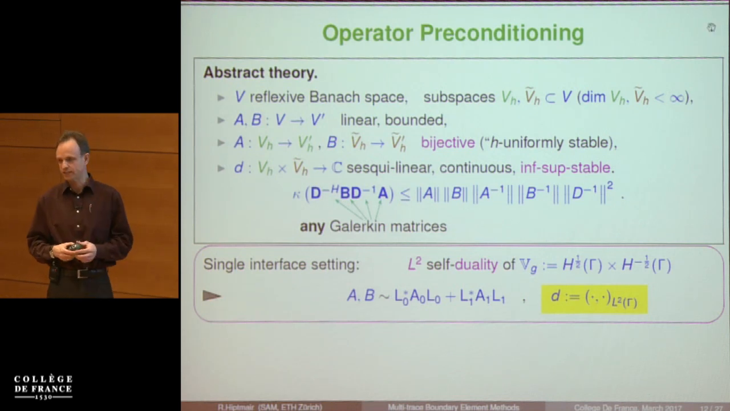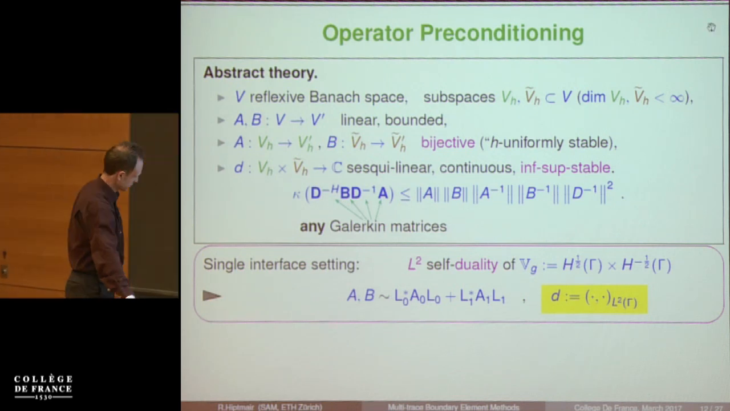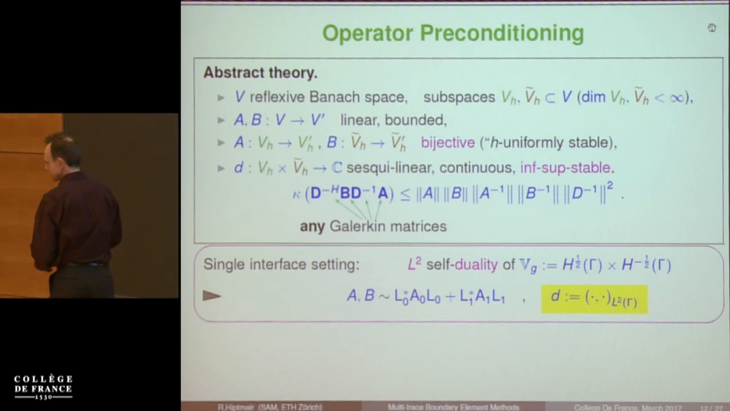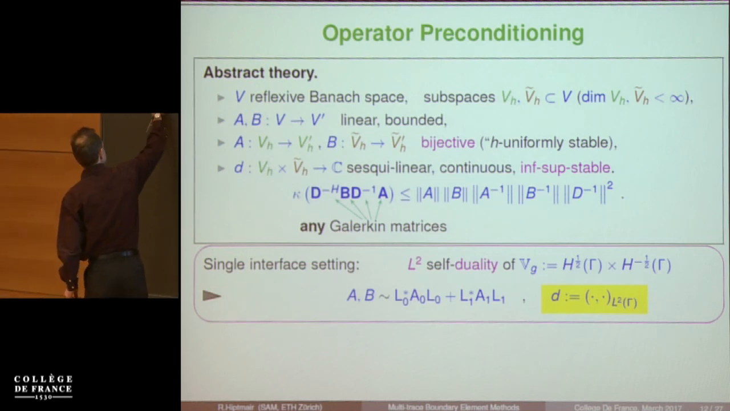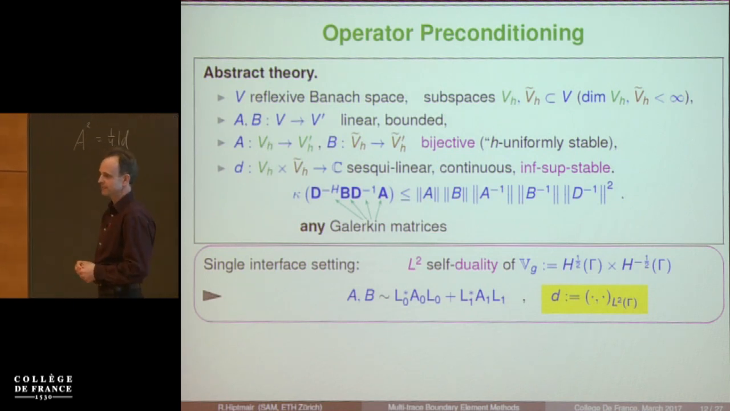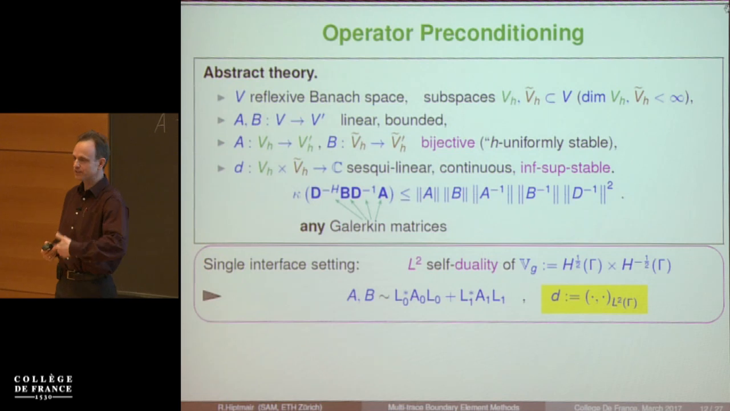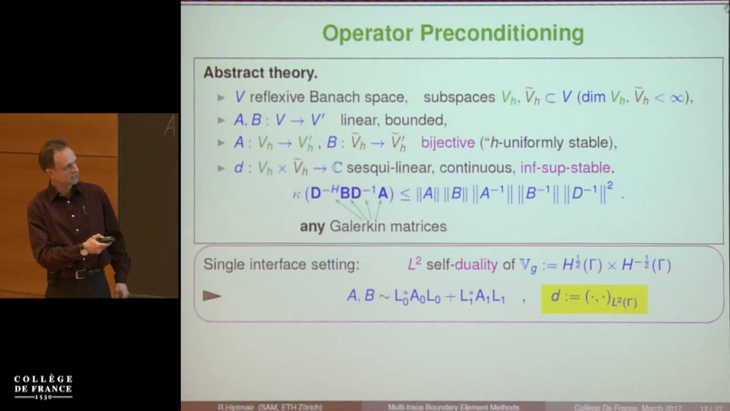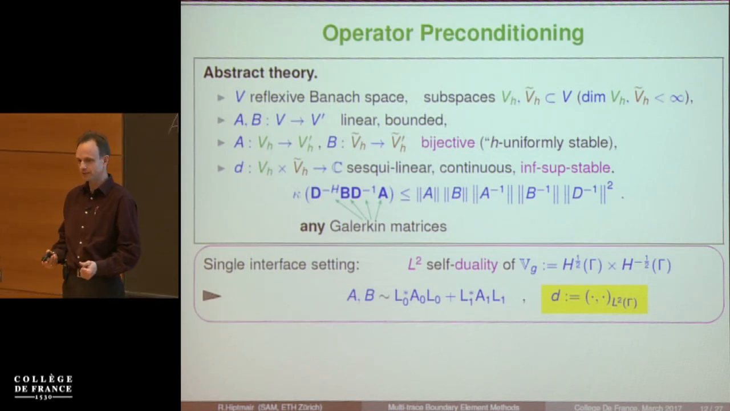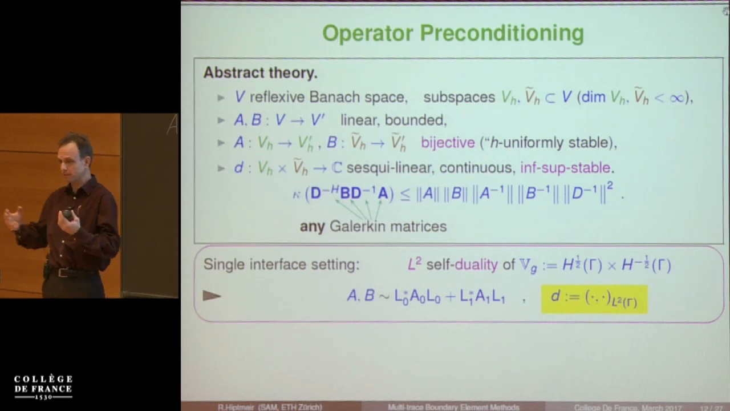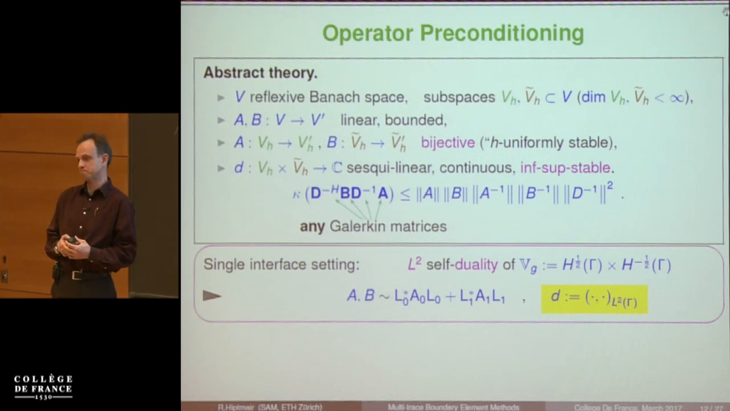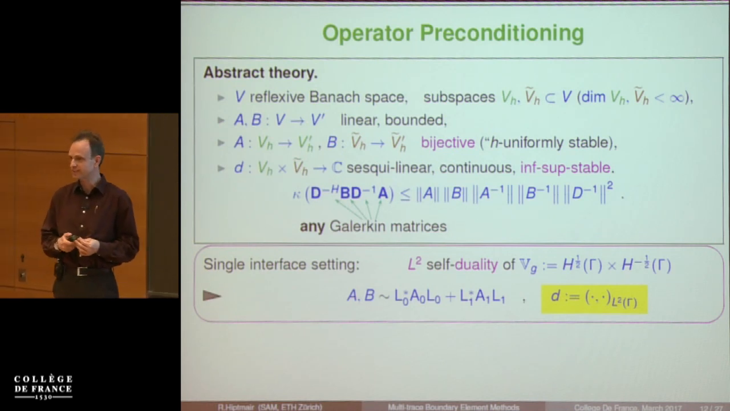It's not so strange, because remember what we had. We had for the A operator that A squared is a quarter times the identity. And when you multiply the single trace operator with itself, you get something similar. You get a compact perturbation of the identity. And so it's not so surprising that the operator preconditions itself.